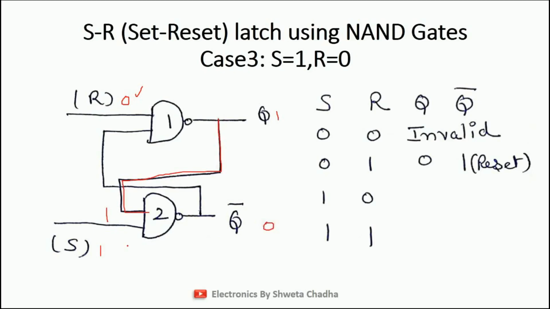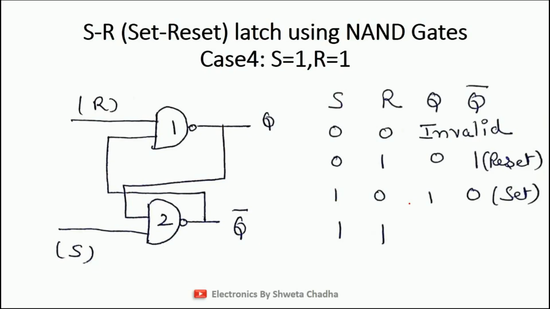That means when S is equal to 1, R is equal to 0, output Q is 1 and Q bar is 0. So students, this condition is known as set condition. So what is set condition? When set is 1, it stands for set. Set is 1, the output becomes equal to set. Set means 1. So these are the 3 conditions for SR latch using NAND gate.